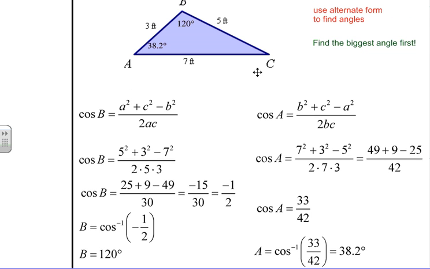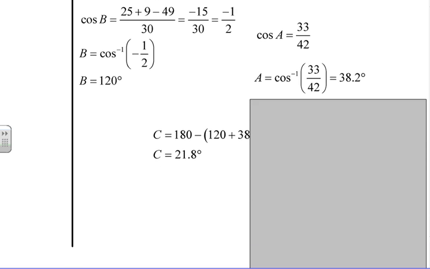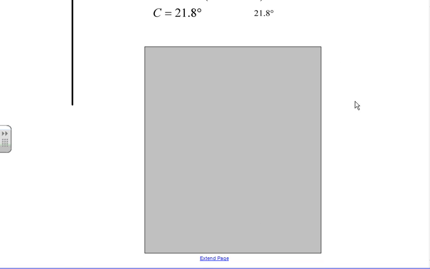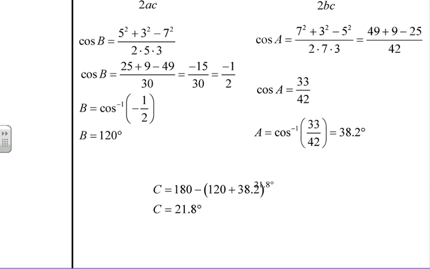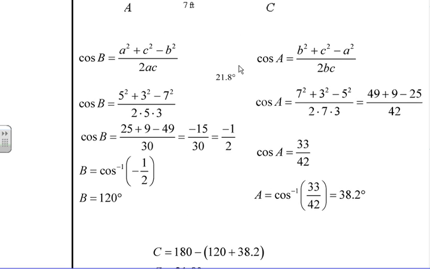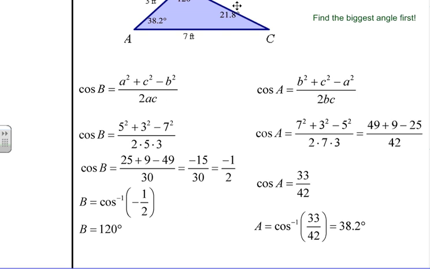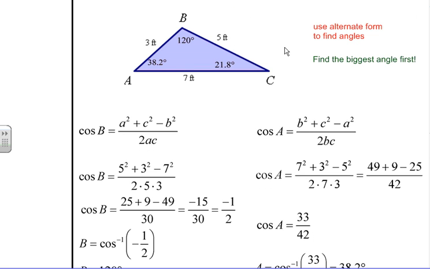And then, of course, if I want to solve for angle C, I'm just going to add those two up and subtract from 180. And that gives me 21.8 degrees. So again, I'm going to label my triangle with all of these angles and just make sure that all of this makes sense. And it does. My shortest side is across from the smallest angle. My biggest side is across from the biggest angle. I know that I probably did this right.